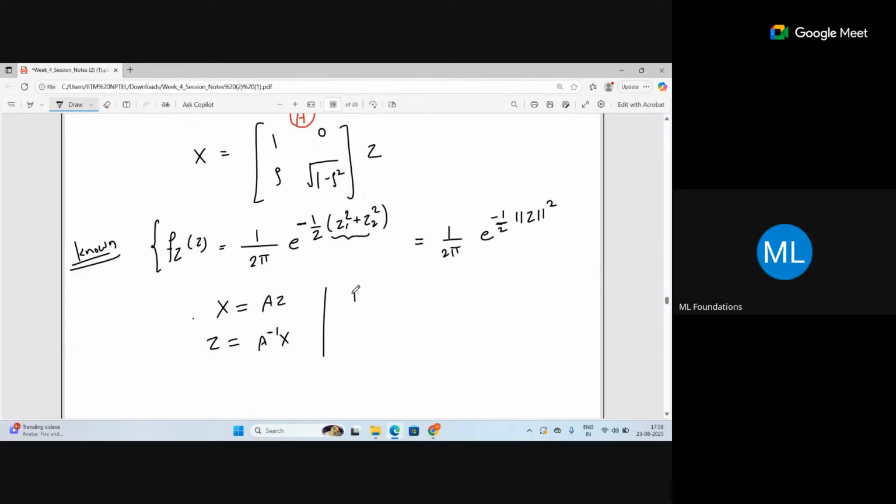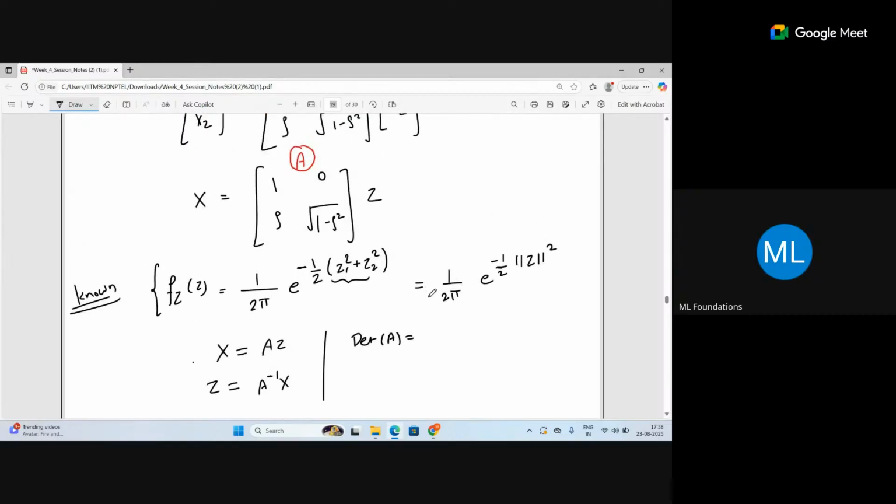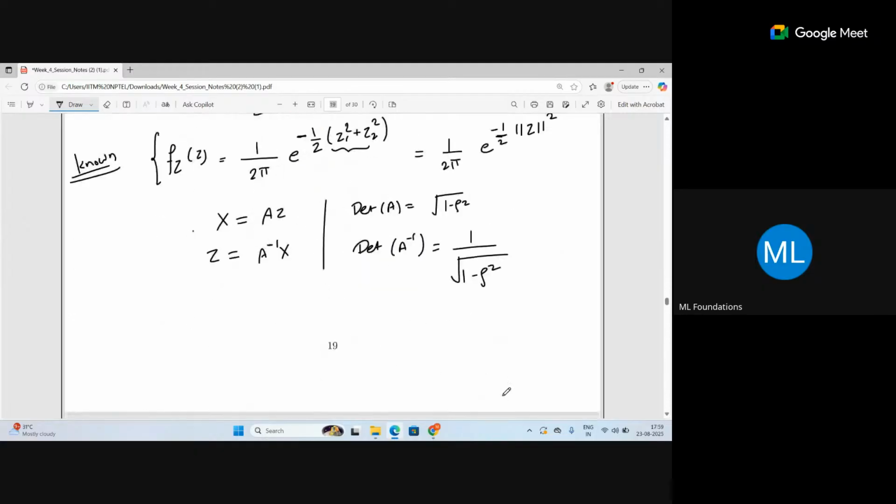Now we'll see some of the properties of this matrix A. What will be the determinant of A? It is square root of 1 minus rho square, right? Then if the determinant of A is this one, what is the determinant of A inverse? It is 1 upon root of 1 minus rho square, right? So that we know.